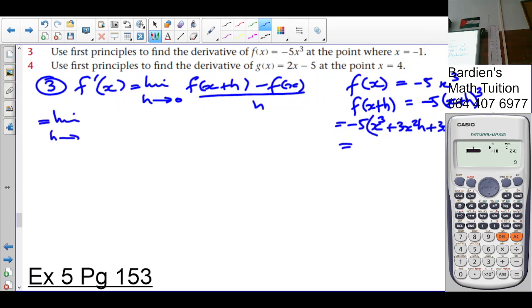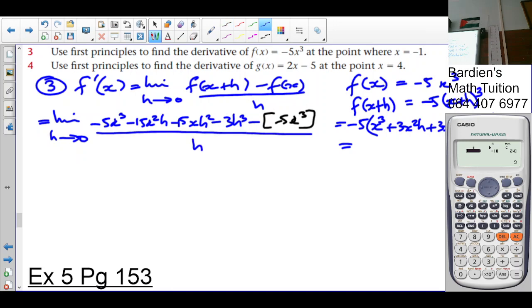So you get the limit as h approaches 0 of negative 5x cubed minus 15x squared h minus 15xh squared minus 5h cubed minus negative 5x cubed. Not so? And that's all over h. This becomes positive 5x cubed, not so? And that now cancels that in your next step. What do we do now? We take out h as a common factor. I'm left with negative 15x squared minus 15, yes?